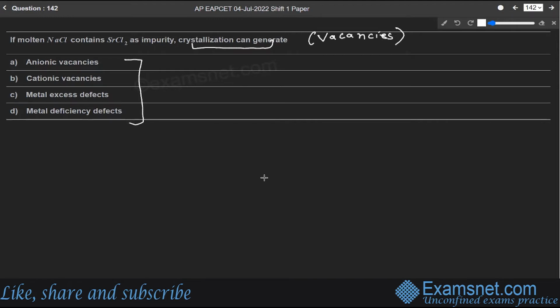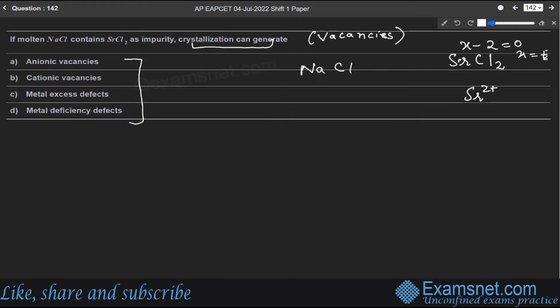So yes, how will you be solving what they have given us? They have given NaCl and they have given us SrCl2. When you find the oxidation state for SrCl2, you would get Sr2 positive, right? So X minus 2, chlorine has minus 1, like electronegativity. So X minus 2 equals 0, X equals plus 2. So that is Sr2 positive. And how can you break NaCl? You can easily break it into Na positive and Cl negative, right?